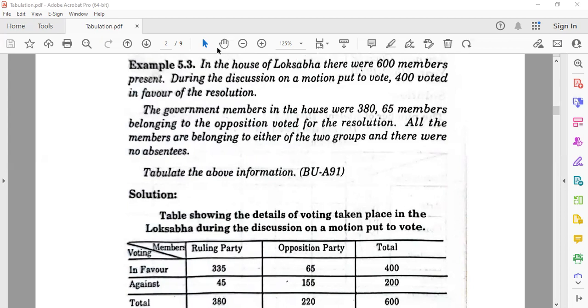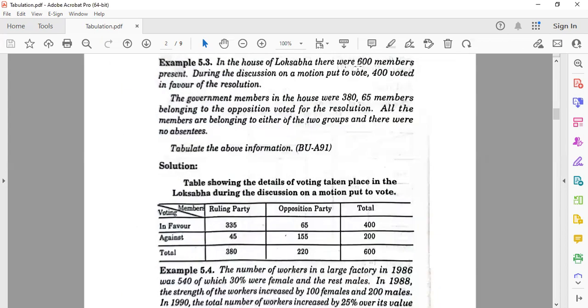Now, if you look at this particular problem, the problem goes like this. There were 600 members in the Lok Sabha. So that is the total count of opposition and ruling party, 600. During the discussion on a motion put to vote, 400 voted in favor of the resolution. So in favor of resolution, it is 400. That data is given here. The government members in the house were 380. That means they are ruling party members. So government members are nothing but ruling party.